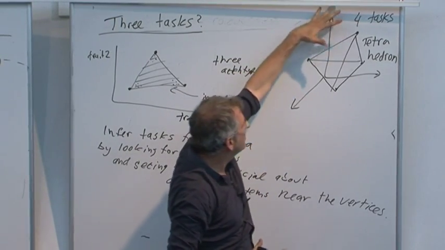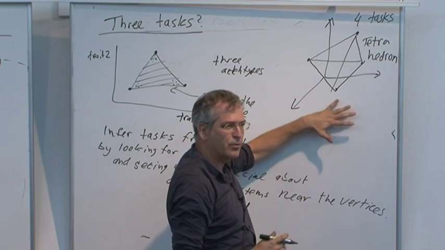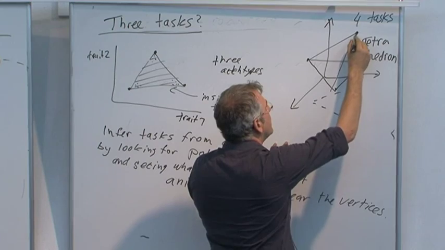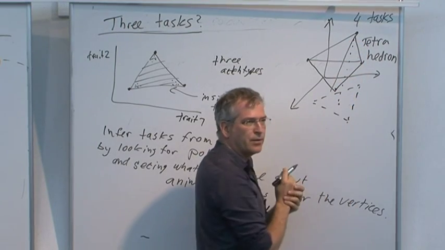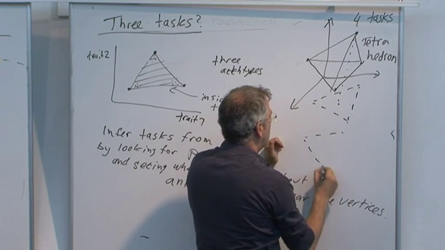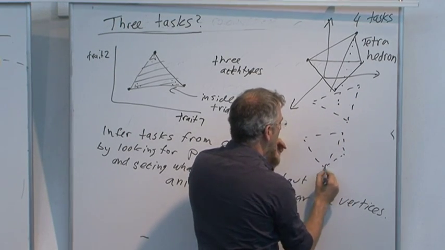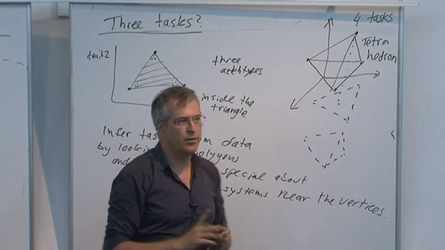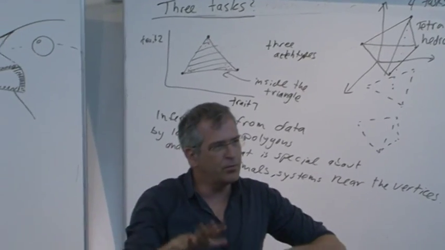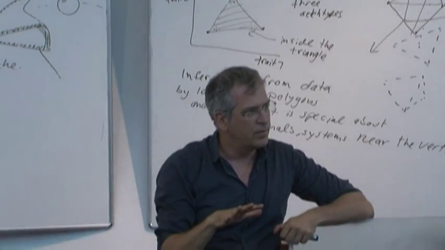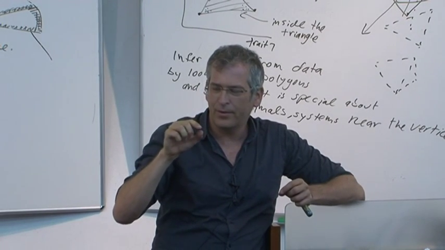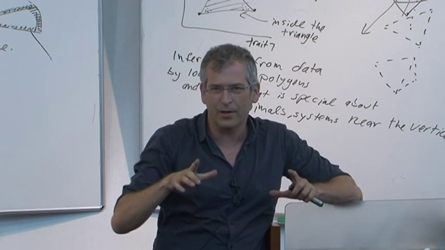It's like projecting the tetrahedron down to a plane. And when you project the tetrahedron down to a plane, it looks like a triangle. If this point happens to be projected here, or if the tetrahedron is a little like this, it could look like something like this. So if you haven't measured enough dimensions, you still get these polygons. But sometimes it's difficult to tell if it's 3 tasks or 4 tasks.